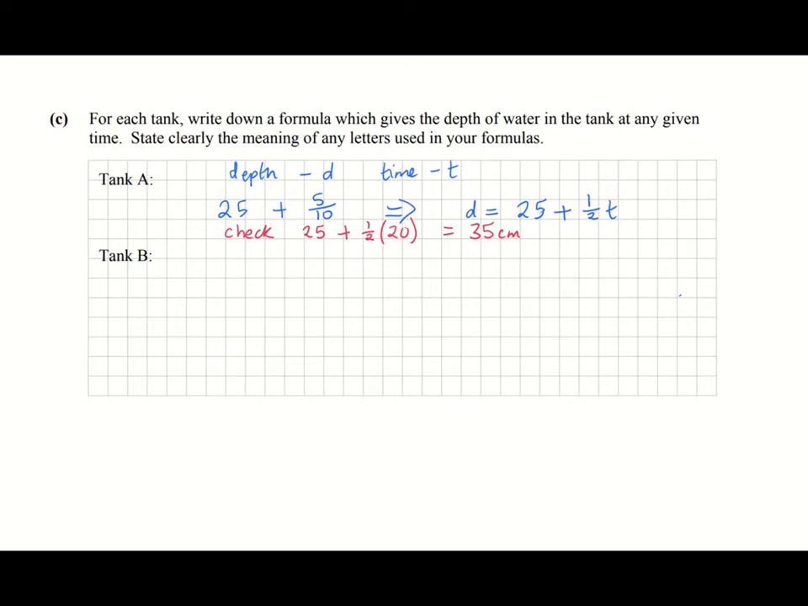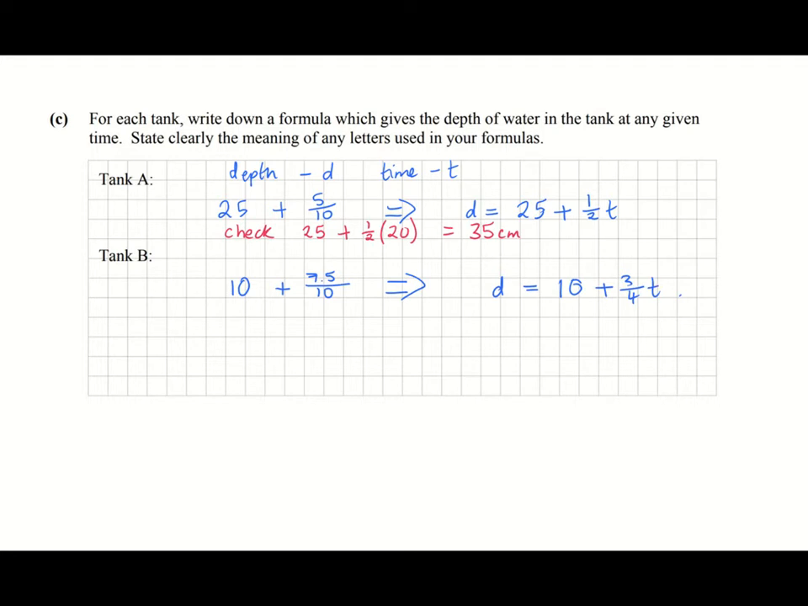Tank B, then we're going to be talking about depth and time again. The constant is that you always have the 10 centimeters at the start plus 7.5 centimeters every 10 seconds. So what will that formula look like? Well, the depth equals 10 plus 7.5 over 10, which is 3/4 t, the time.